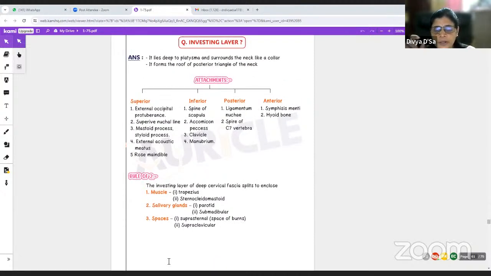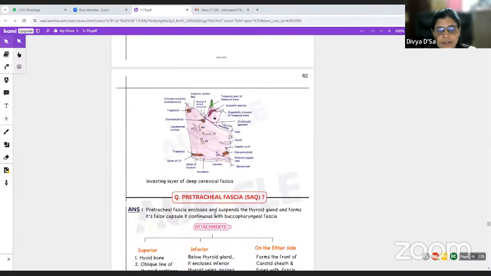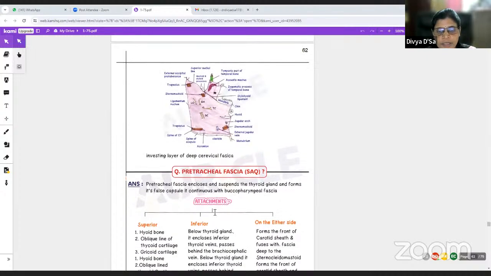Here, this investing layer follows a kind of rule of two. What do we mean by that? This investing layer splits to enclose two muscles, that is trapezius and the sternocleidomastoid. It also splits to form the false capsule for two glands, that is parotid and submandibular. And it encloses two spaces, that is the suprasternal space and the supraclavicular space. So this is how the investing layer of the deep cervical fascia is.